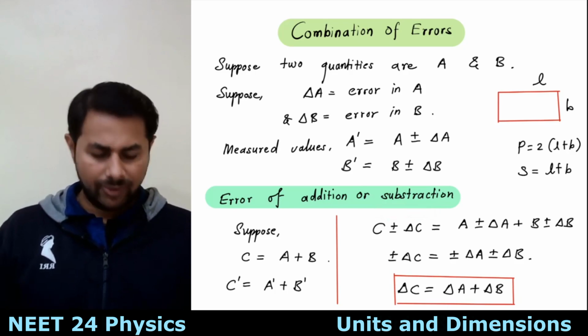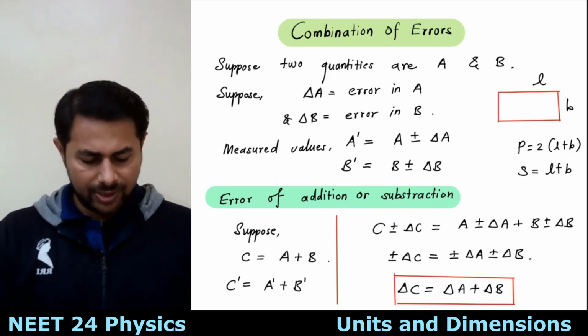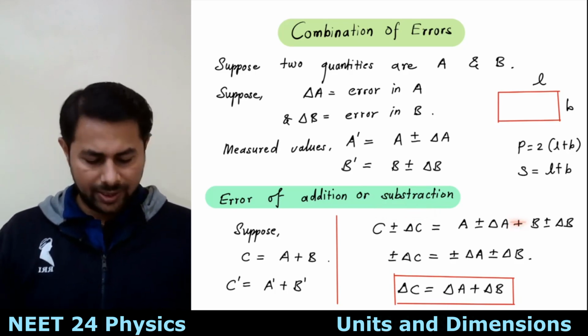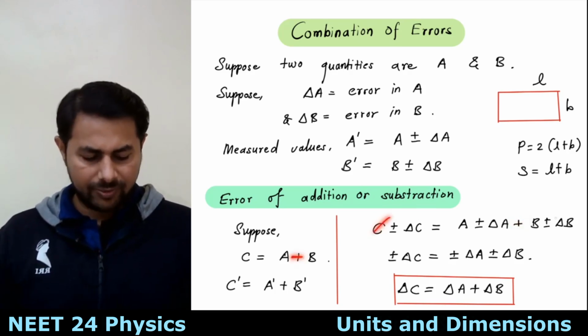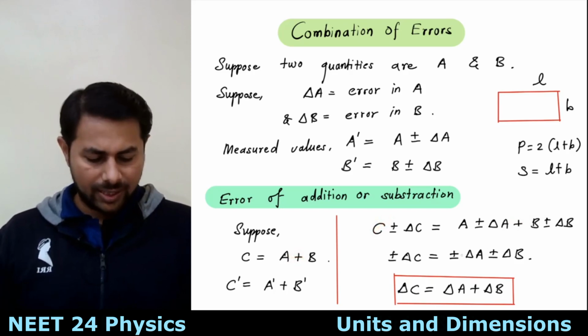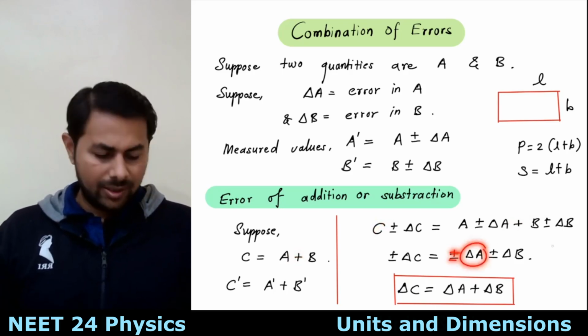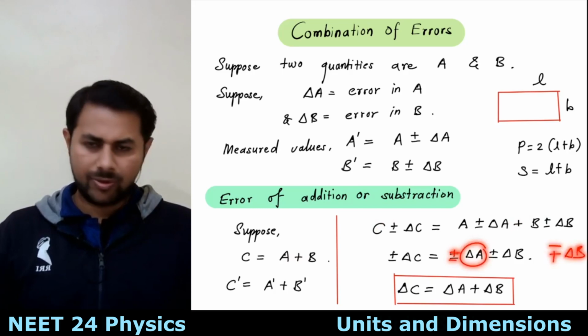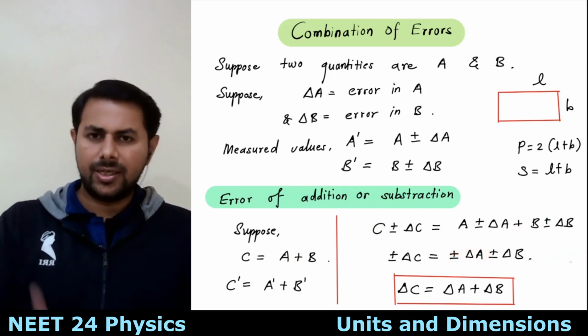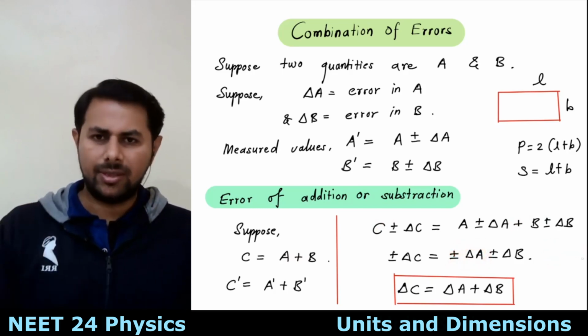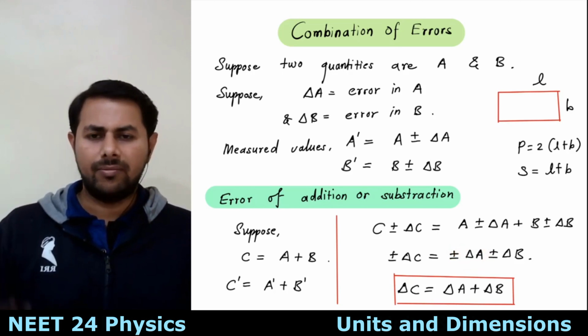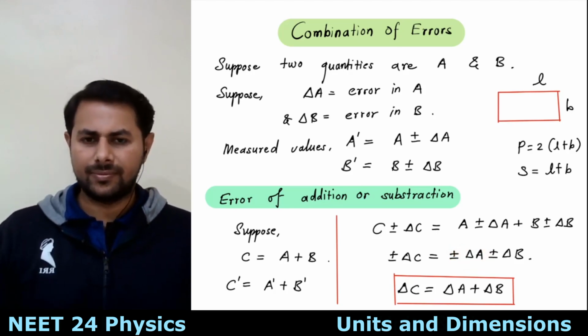In subtraction, what will happen? So there will be just a negative sign here. Again, the C will get cancelled out because C is A minus B. Your answer will be plus minus delta A minus plus delta B if you subtract B from A. But still you will take only the positive sign, because you want to find out what is the maximum possible error. Okay, is that fine, everyone? Yes. Good.